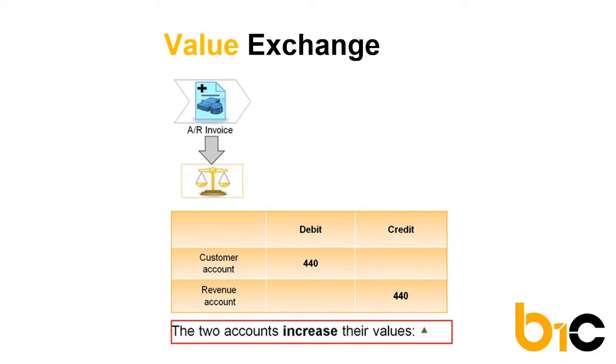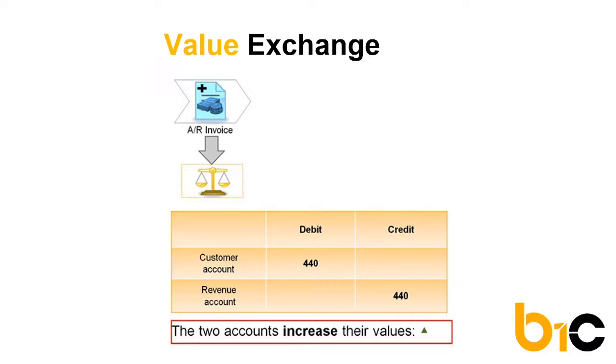In a typical AR invoice, what is the effect of the debit and credit amounts on the involved account balances? This is an important question that we can ask ourselves. Once again, if we make some assumptions to keep the example simple, let us assume that the customer is tax exempt and that this is a non-perpetual inventory system. The answer is that the two accounts increase their values.